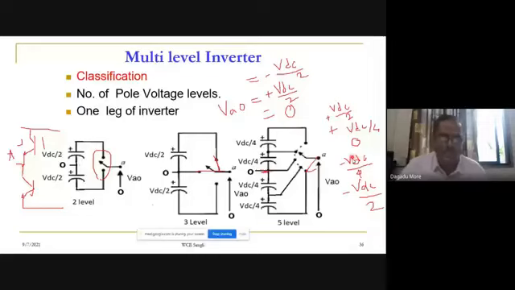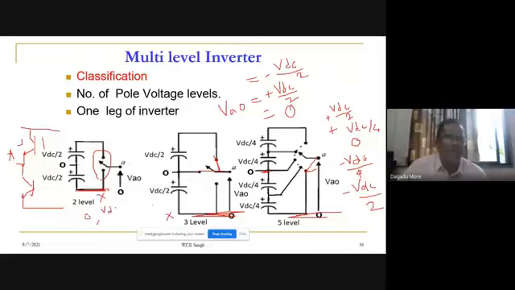Now here we have taken the reference point as the center of the DC link. Another possible option is to measure the voltage not from the center but from the negative side. You can take this as the reference. If you take the lower line as the reference, not the center of the DC link, and measure the voltage with respect to this point X, the voltage levels will be 0 and VDC. So in the case of 2 level, it will be 0 and VDC.